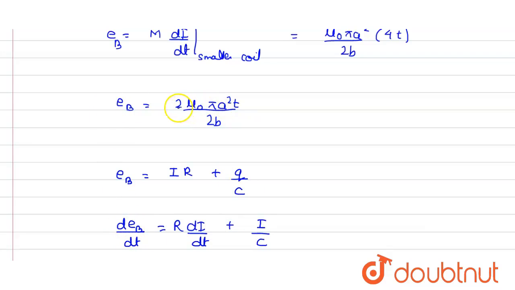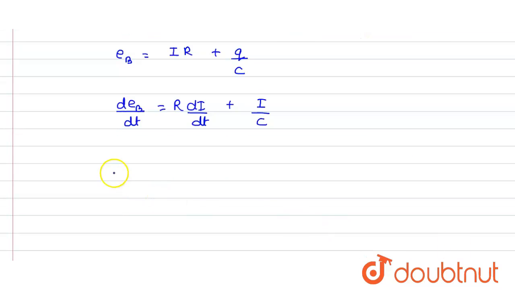Now if we differentiate this, it would be equal to 2 mu naught pi A squared divided by 2B, because differentiation of t would be equal to 1. Now if you put the values, it would be 2, so we just write here itself, 2 mu naught pi A squared divided by B. This is the value of dE divided by dt.